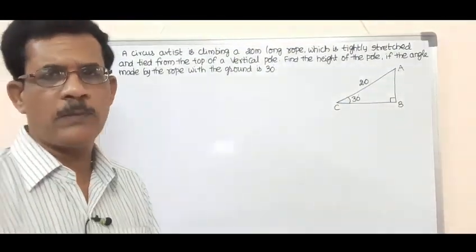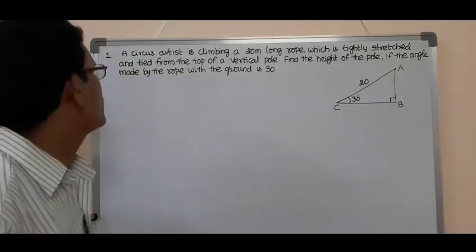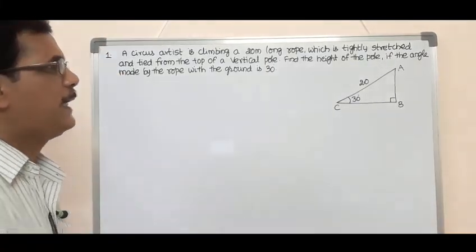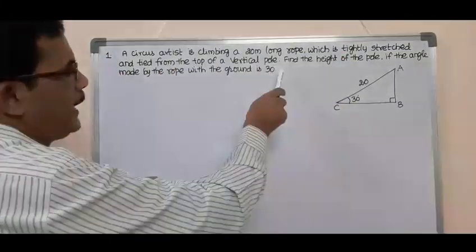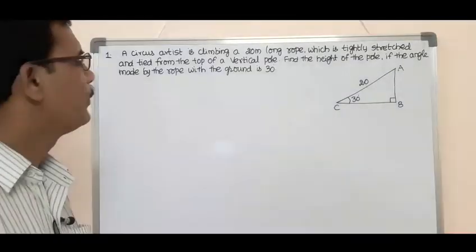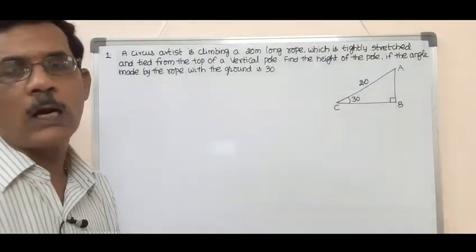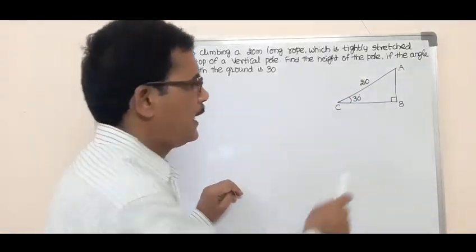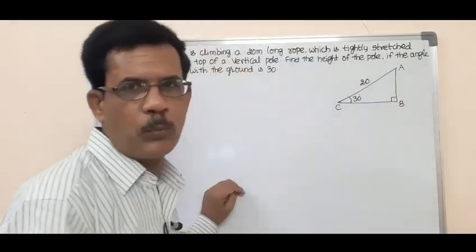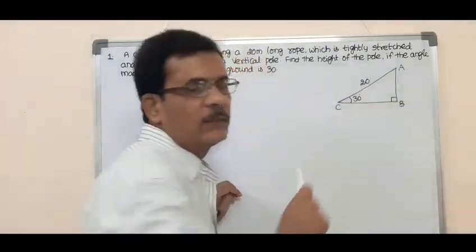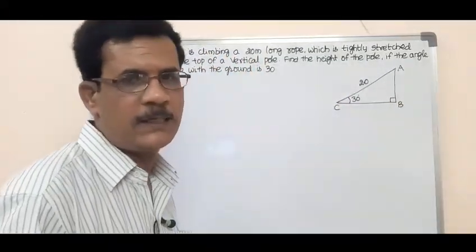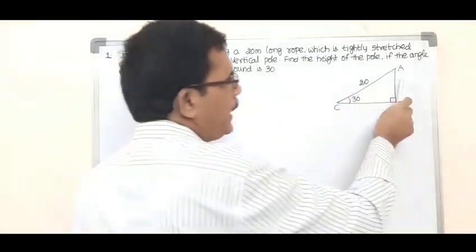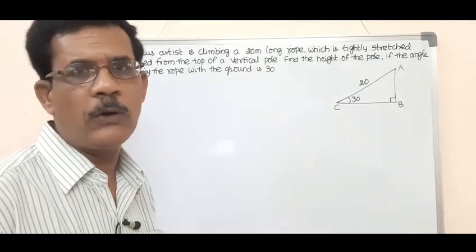Now let us solve a problem of height and distance. A certain object is climbing a particular long rope. The angle made by the rope with the ground is 30 degrees. For this statement we need to draw a figure. Here in this figure, AB is height of the pole, AC is length of the rope which is given 20 meters. That rope is making 30 degrees with the ground. So we have to find the height of the pole. AB length we have to find.